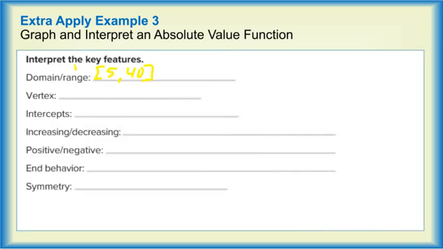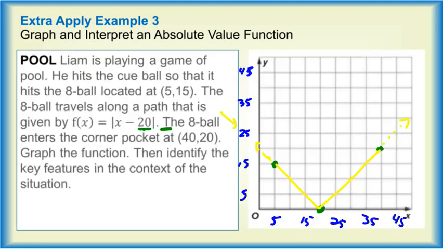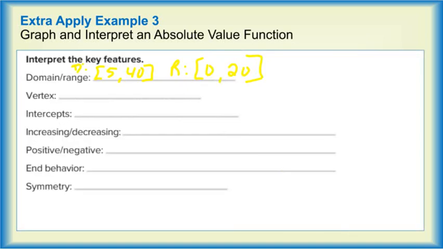Now our range, so this is our domain. Our range is going to be from 0 to 20. It doesn't go more than 20. You go back to here, it doesn't go more than 20. It doesn't go less than 0. So our range would be 0 to 20.